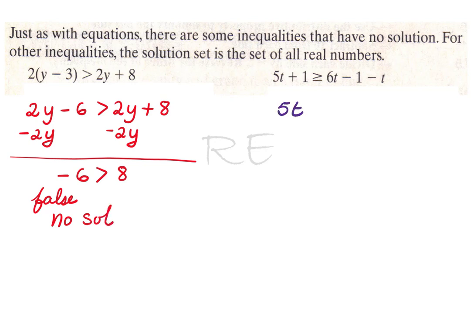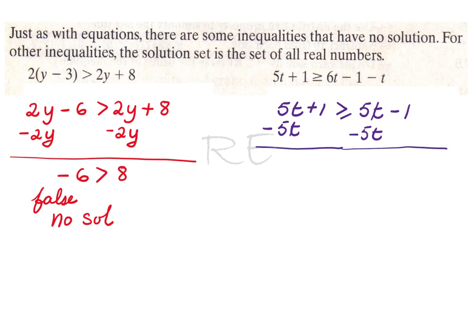5t plus 1 greater than or equal to 6t minus 1 minus t. 6t minus t is equal to 5t minus 1. So when we subtract 5t from both sides, we get 1 is greater than or equal to -1. And this is always true because 1 is greater than -1. The solution set is all real numbers.